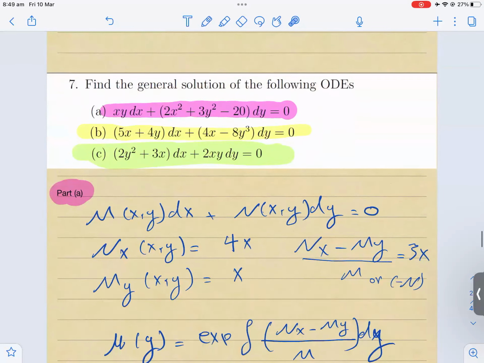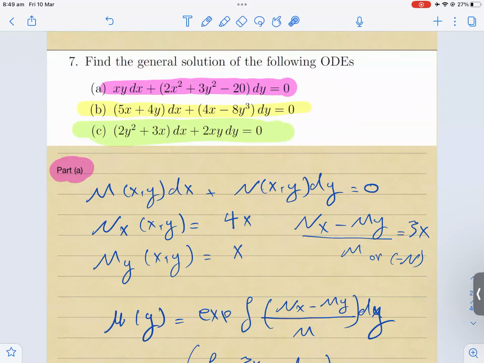Question 7, you will have one question about Bernoulli, one Riccati, and one non-exact ODE. These three questions will have 5 grades, I think, I remember. So let's assume xy dx, this one, the coefficient of dy. I would call the coefficient of dy as N and the coefficient of dx as M. You can have your own formula for these types of ODEs. So M dx plus N dy equals 0, nothing interesting here.